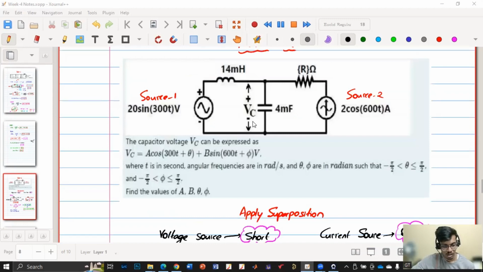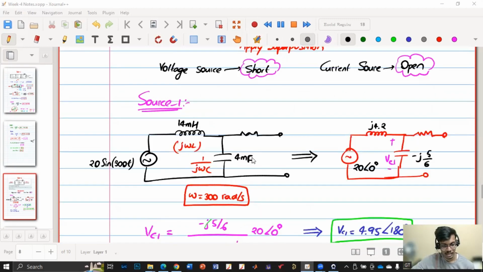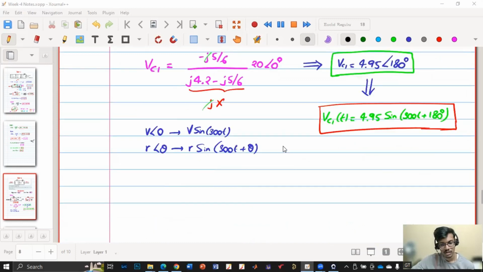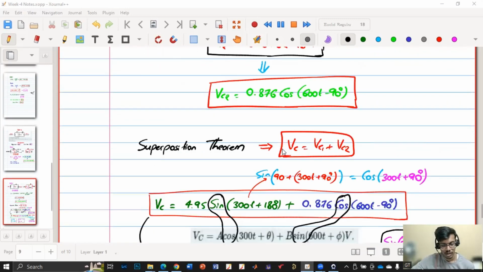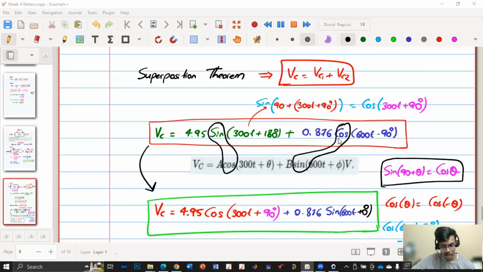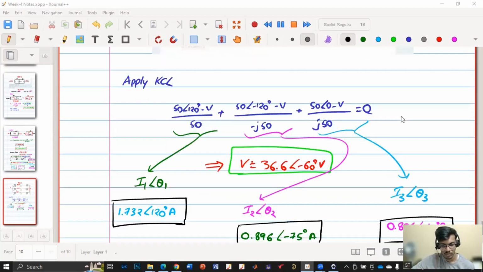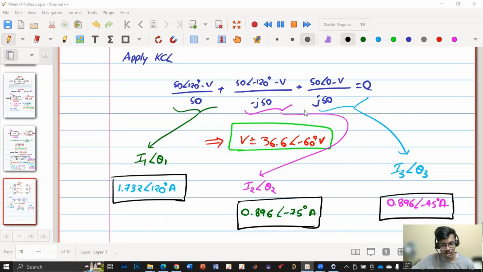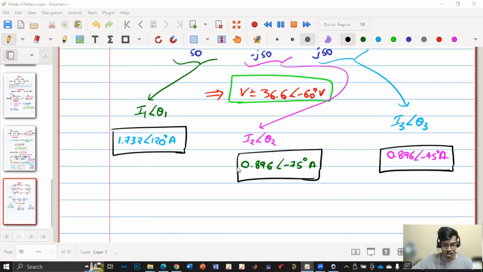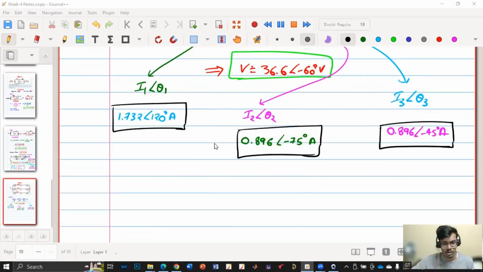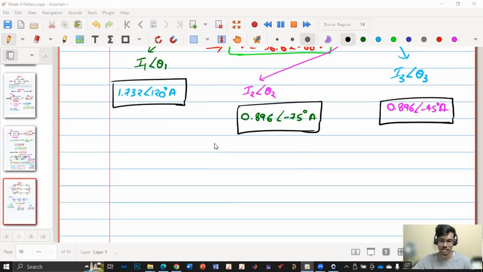In problem 2, it is a superposition. We applied superposition and calculated the capacitor voltage in case 1 as well as in case 2. Then we did some basic mathematical manipulation and got the values. In problem 3, it is a KCL question. You apply KCL by assuming this voltage to be V. One equation, one unknown, solve for V. And these individual terms will give I1 angle theta 1, I2 angle theta 2, I3 angle theta 3. So that's how we solved it. Probably your assignment question will also be quite similar, but this is the way of solving. I'm just giving you an idea.